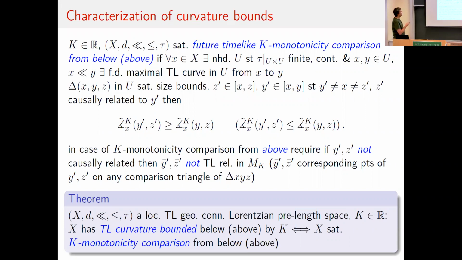But then if you have time-like K monotonicity comparison from below, then this is equivalent to time-like curvature bound below in the sense of triangle comparison. And same thing for curvature bounded above. The only thing you have to have is that you have time-like geodesics, because for the triangle comparison, it was enough to have maximal causal curves, even if the endpoints are time-like related. But now you need to have at least one time-like geodesic connecting time-like related points, at least locally. But then under this condition, these 2 kinds of curvature bounds are equivalent. And this was the main result.